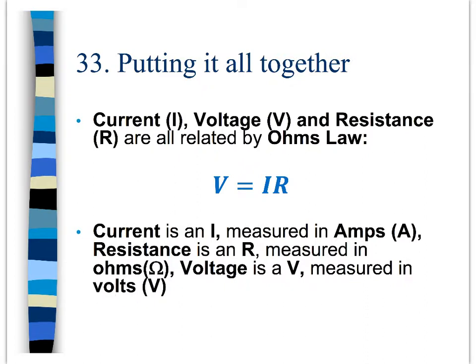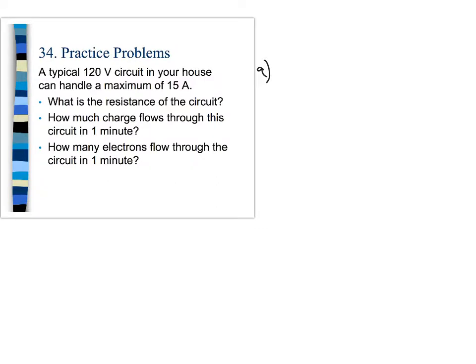It's measured in volts. This I represents the current, measured in amps or amperes. And this R here represents the resistance, measured in ohms. Okay, I know it's a few new quantities and a few new units, so it can be a little bit tricky, but those are what those symbols represent. Let's go ahead and try a quick practice problem here.